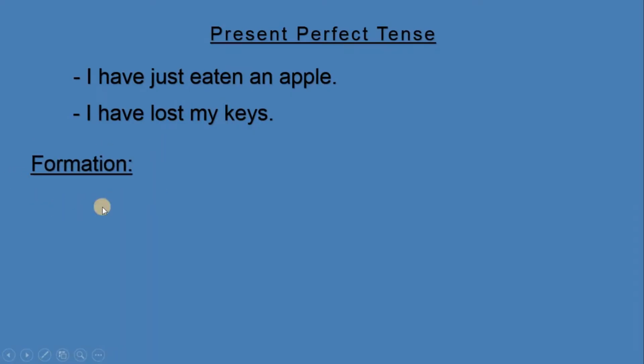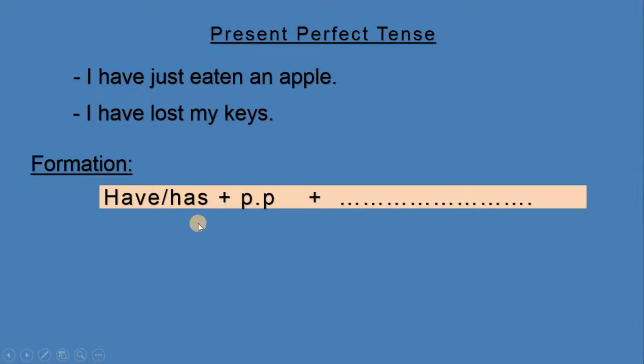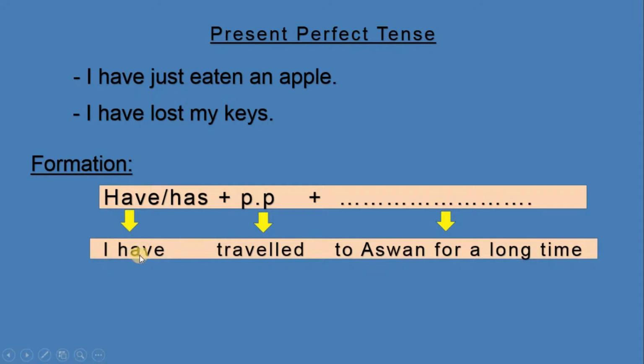Now the formation. It consists of has or have plus the verb in the third form, which is the past participle form. For example, I have traveled to Aswan for a long time.